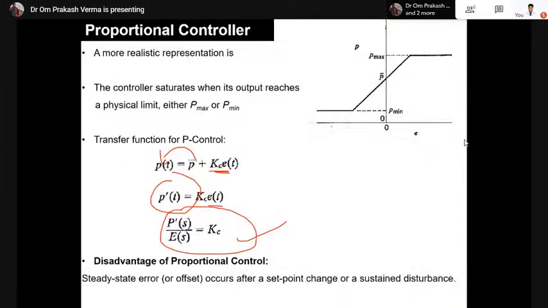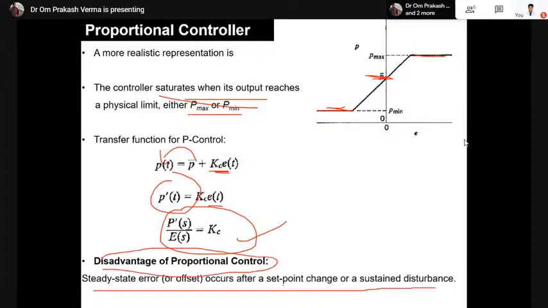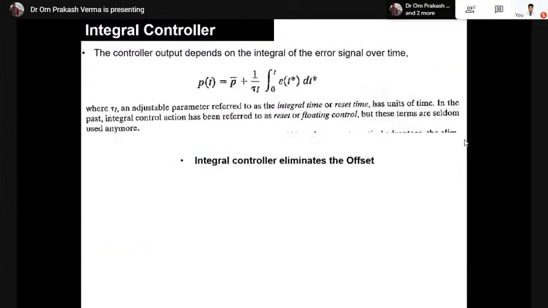Now there is a problem. This is the maximum value, this is the minimum value we have taken with the saturation, we have this value limit. One problem, the disadvantage of proportional control, is the steady state error. Steady state error means offset. One offset is always present in the case of the proportional controller, right?